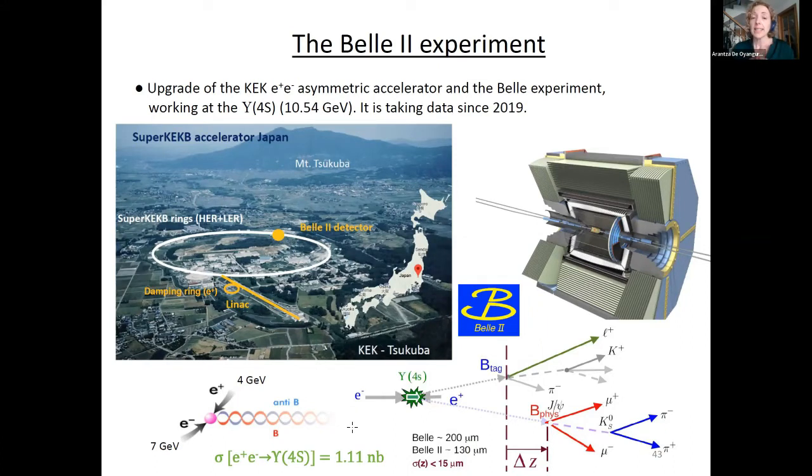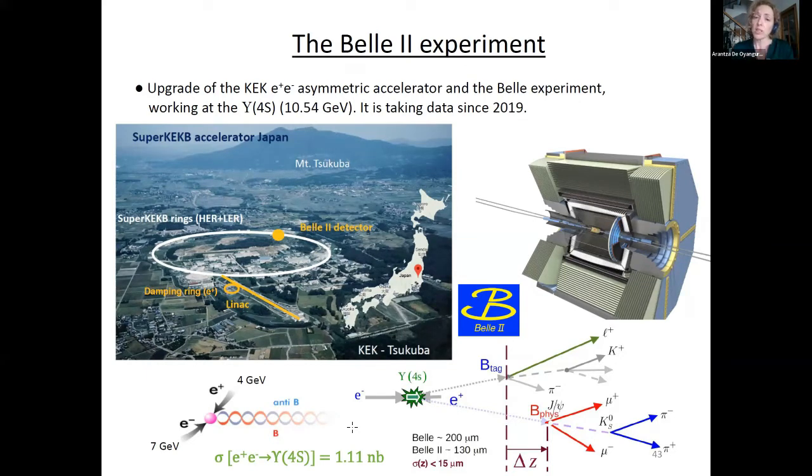Because the mass of the B mesons is about half of the total epsilon 4S mass, the B and B bar mesons are produced almost at rest. And when they are produced at rest, they decay, and the distance that they fly is very, very small. I think it is less than 50 microns, if I'm not wrong.